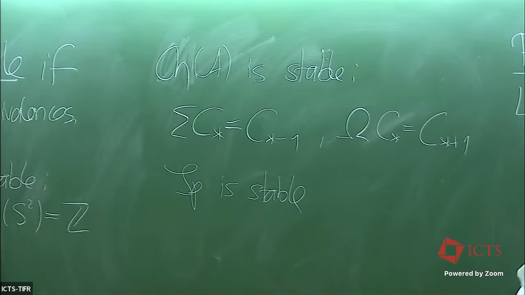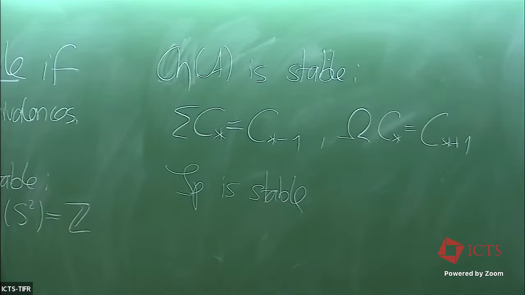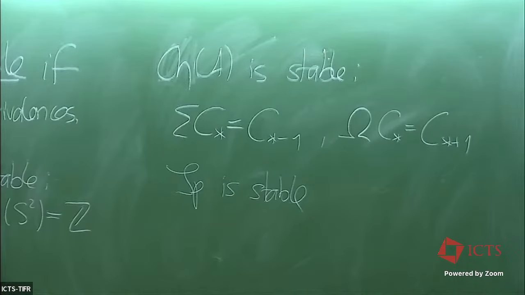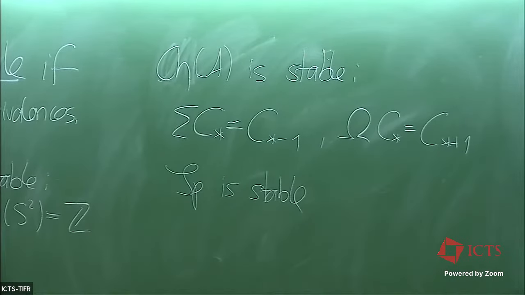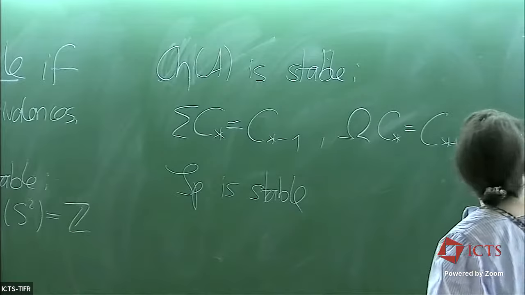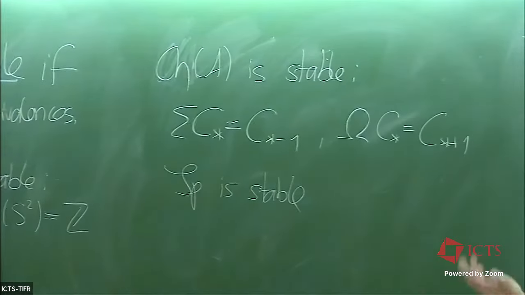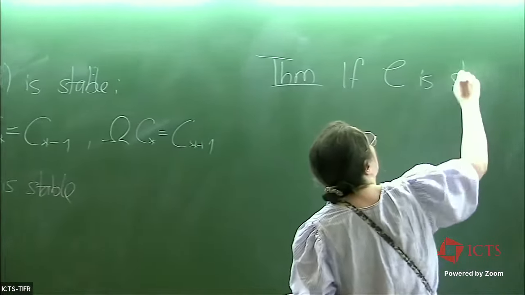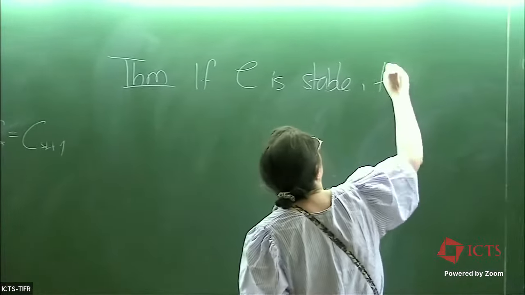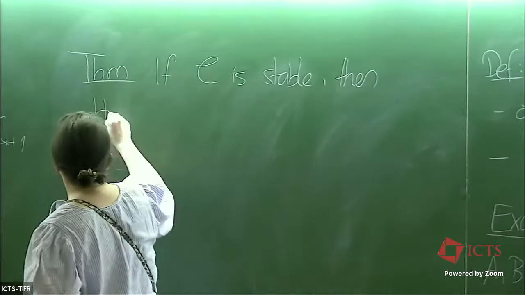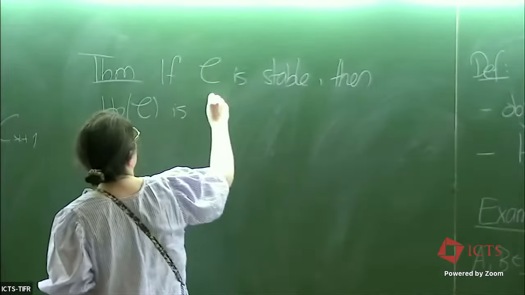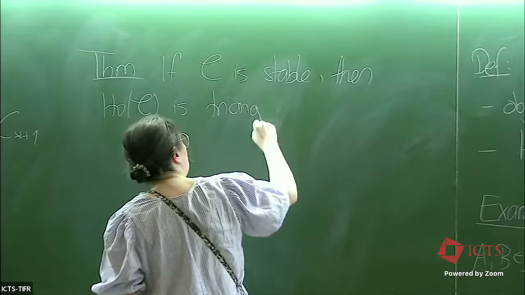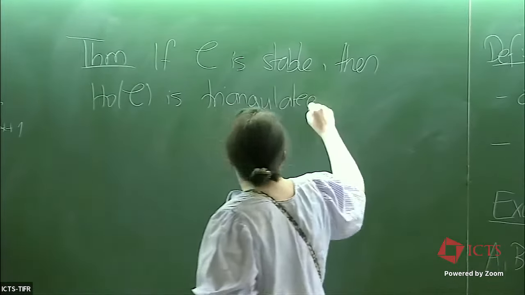But why are they good? Not just some moral things about neater homotopy groups. Well, that's all very nice, but I mean, come on, who cares? So one important theorem is that if C is stable, then the homotopy category of C is triangulated.